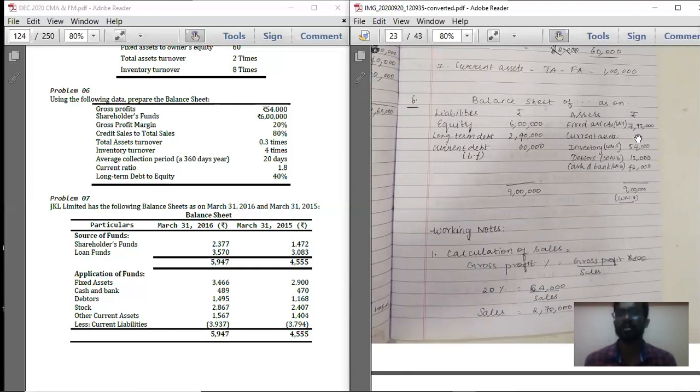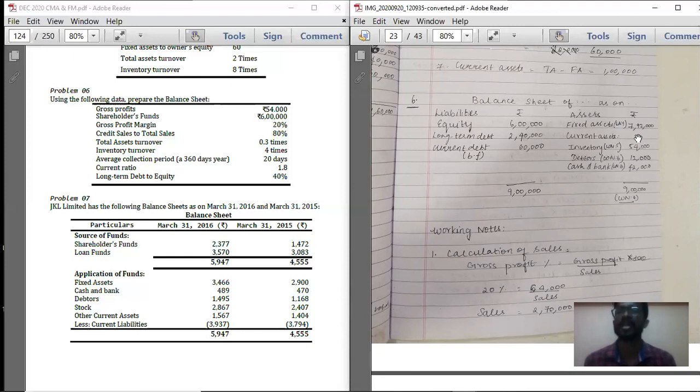Below that, debtors, within bracket working note number 6. Amount column: 12,000.